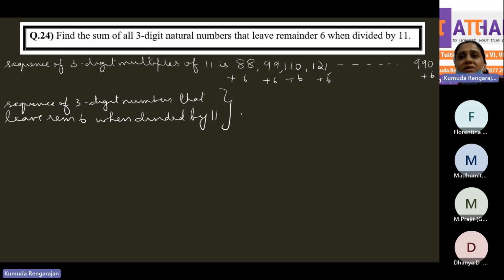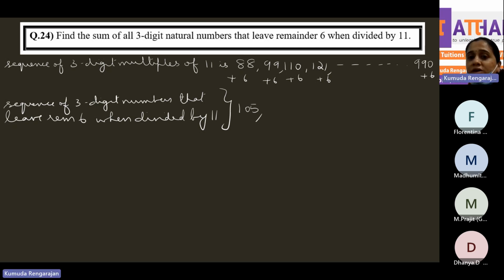So what is 88 plus 6? Is it a three-digit number? Leave it. What is 99 plus 6? That's a three-digit number, so take that. That's the first number. Now, I'll check the conditions. Is 105 a three-digit number? Yes. Is it exactly divisible by 11? No. When you divide by 11, does it leave remainder 6? Yes. So it satisfies all the conditions. It is a three-digit number, it is not a multiple of 11, and when you divide it by 11, you get remainder 6.